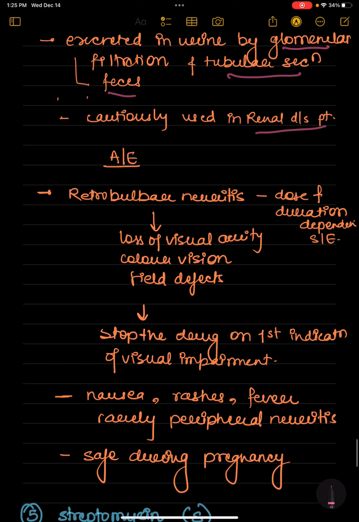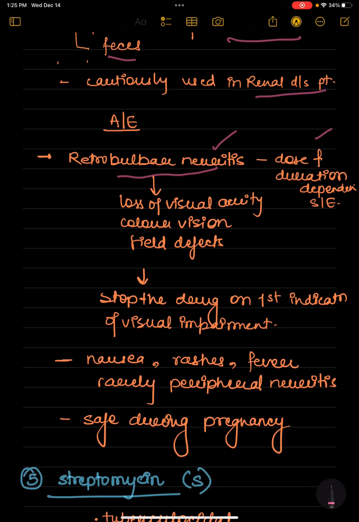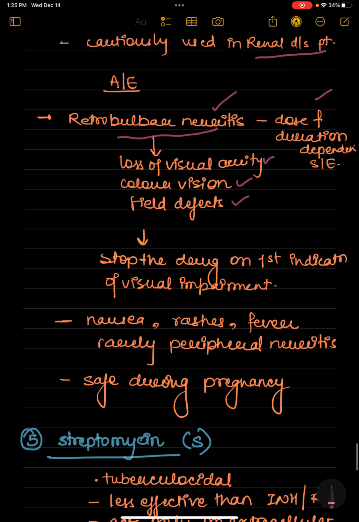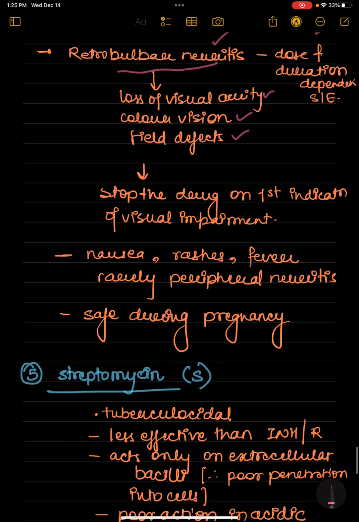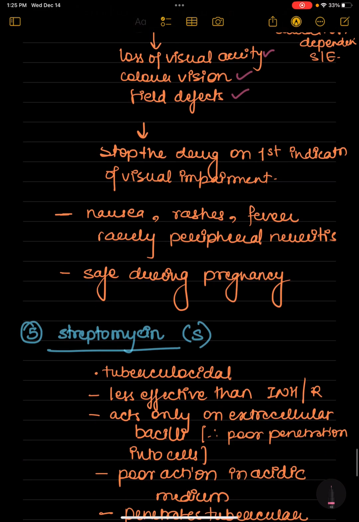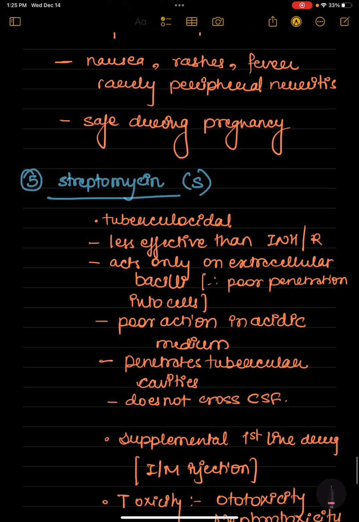Adverse effects are retrobulbar neuritis, which is a dose and duration dependent side effect. In retrobulbar neuritis, there is loss of visual acuity, color vision, and field defects. We will stop the drug at the first sign of visual disturbance. Other side effects are nausea, rashes, fever, and rarely peripheral neuritis. It is safe during pregnancy.